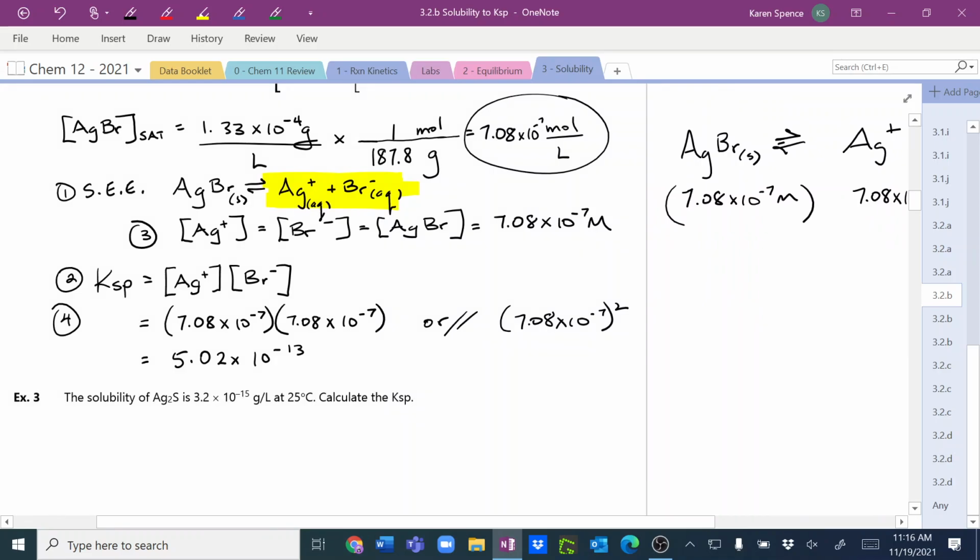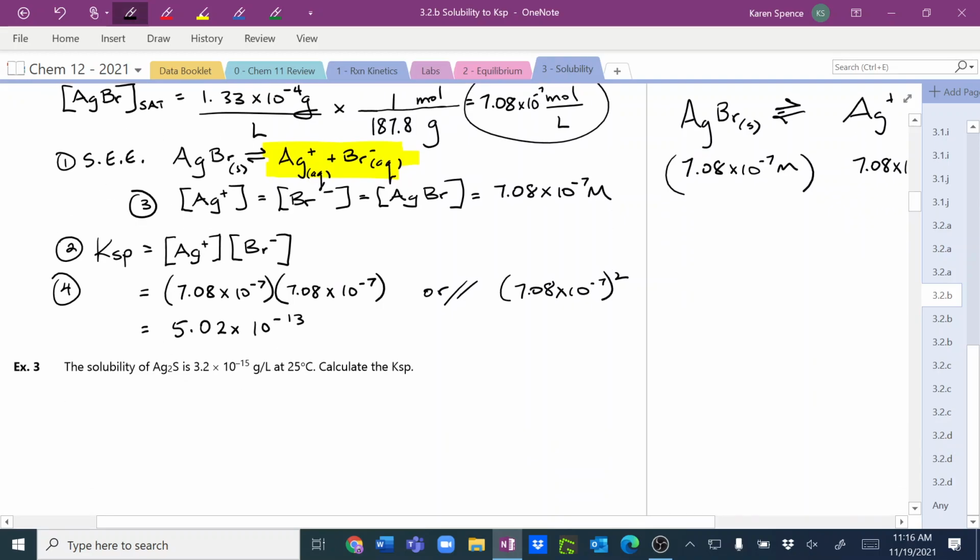I get 5.015. Because it's not 7.08, it is 7.082. So I kept my number in my calculator. Because I need 3 sig figs, I would actually use at least 4 digits for my calculation. So I think our sig figs are good, yes? And do we need a unit? No. So we're done.